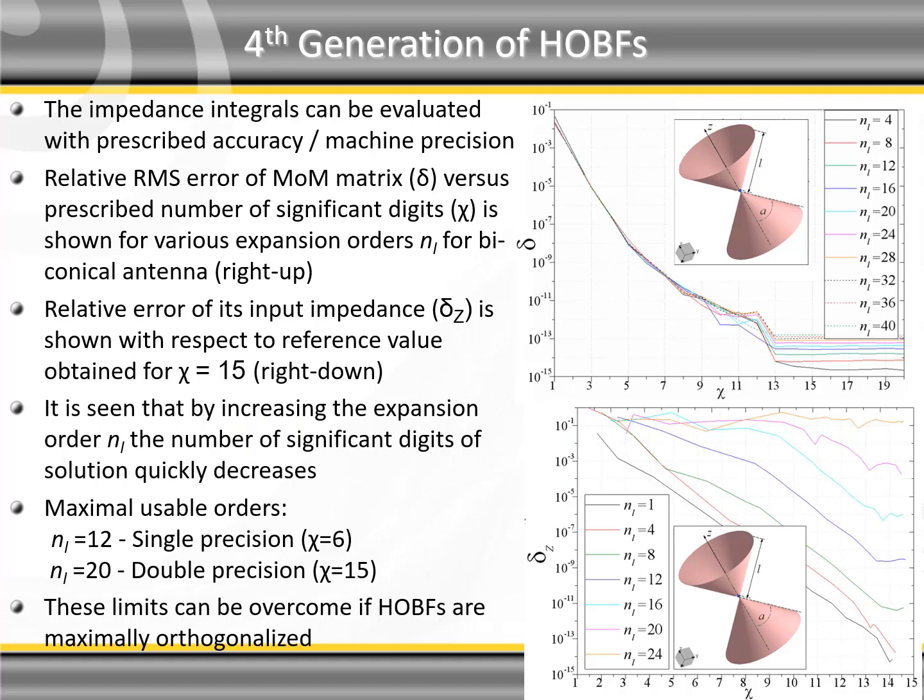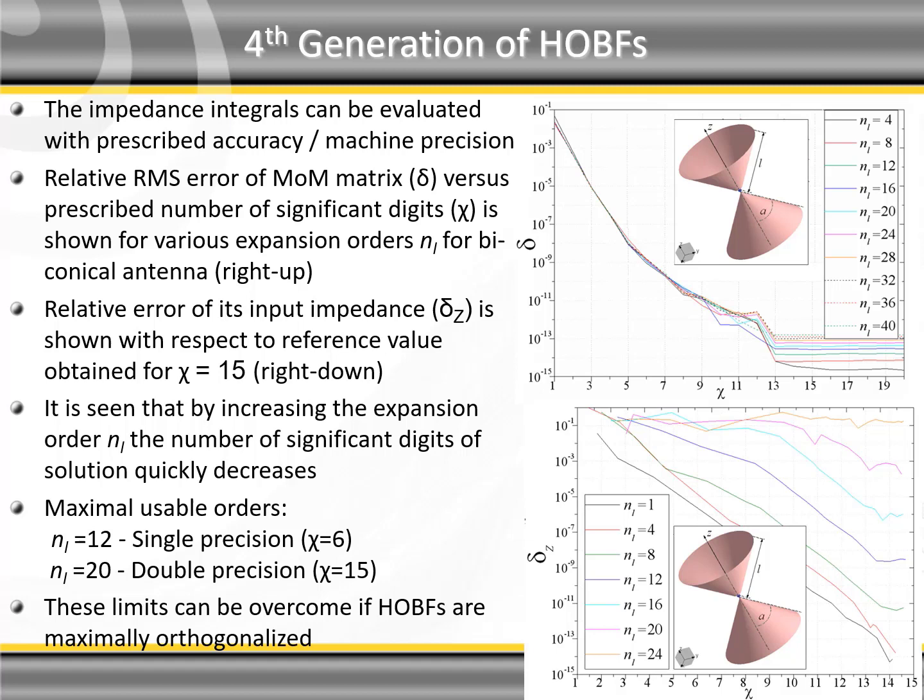Using advanced techniques, the impedance integrals can be evaluated with prescribed accuracy, nearly to machine precision. Let us consider biconical antenna as shown in insets of the figures. Relative root mean square error of method of moment matrix versus prescribed number of significant digits is shown in the upper picture for various expansion orders.